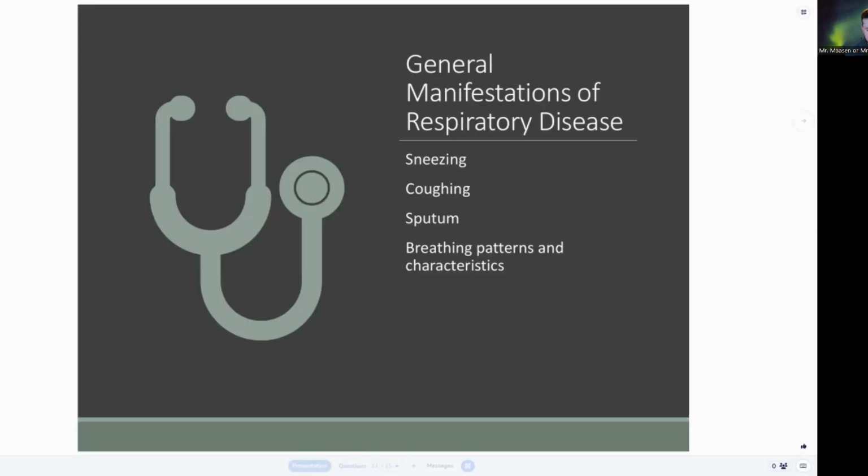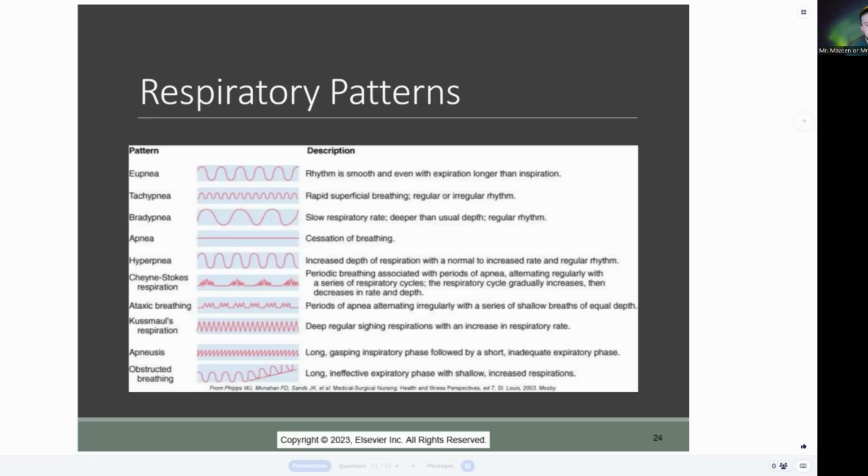So manifestations of respiratory disease, these are pretty obvious, but what would you see? Sneezing, coughing, runny nose, congestion, sputum, again, coughing up stuff deep from the lungs. Changes in breathing patterns, definitely more serious. Those would all be manifestations, again, signs and symptoms you would see with lung conditions. Respiratory patterns. There are some interesting ones in here, so let me highlight some need to knows.